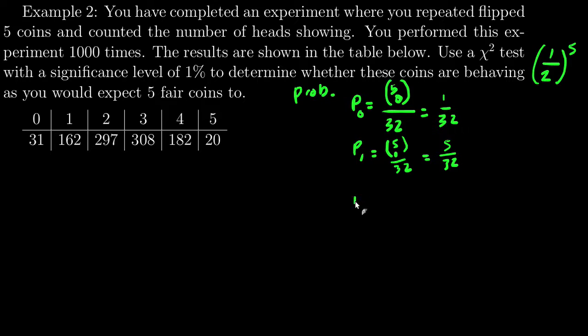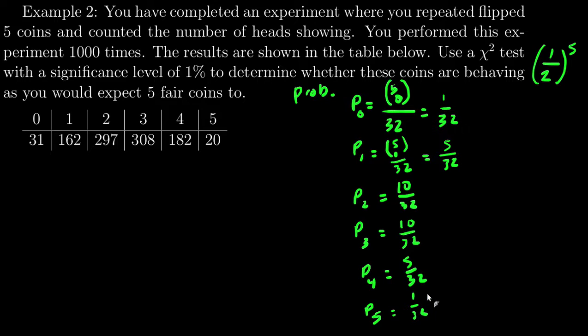And I continue this way. The probability of getting 2 heads is 5 choose 2, which is going to be 10 over 32. The probability of getting 3 heads is also 10 out of 32. The probability of getting 4 heads is 5 out of 32. And the probability of getting 5 heads is 1 out of 32. Now with that, I can find the expected values.